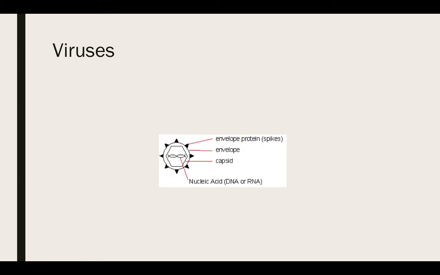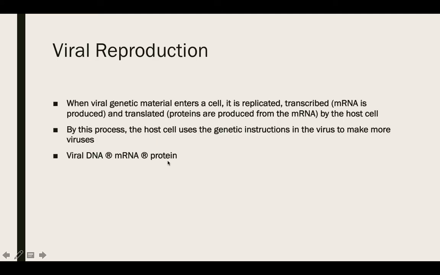This is what the structure of a virus looks like. They have the envelope. They can have spikes, but they don't have to. They all have a capsid, and they have either DNA or RNA inside. The capsid can be in different shapes. It can be helical, polyhedral, or complex.